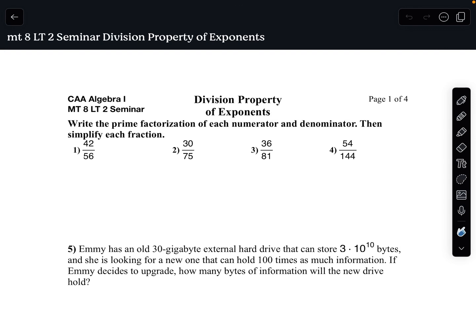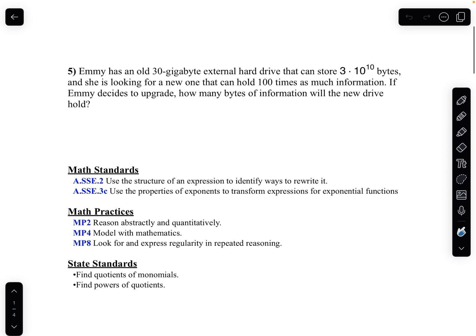Let's take a look at your MT8 LT2 seminar in division property of exponents. First thing I want you to do is answer the first 5 questions and then come back and go through the rest of the seminar. We'll go over those in class.